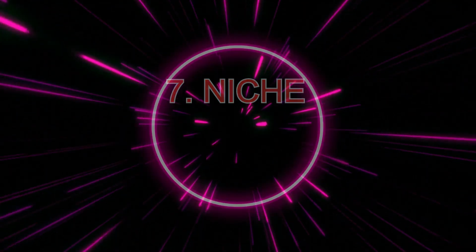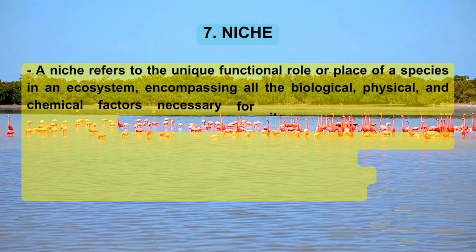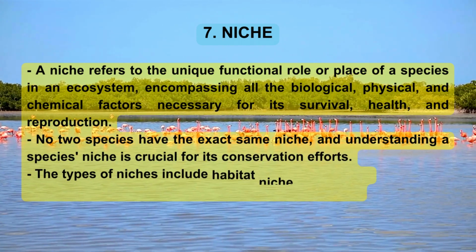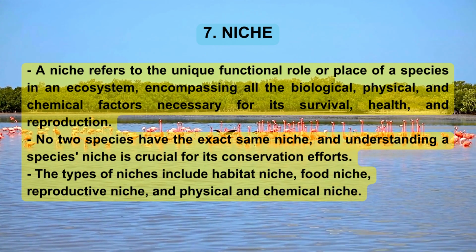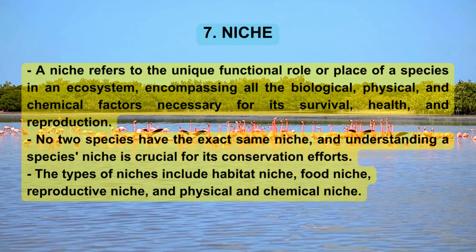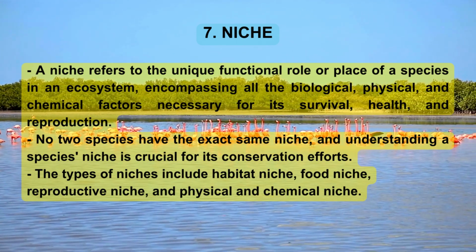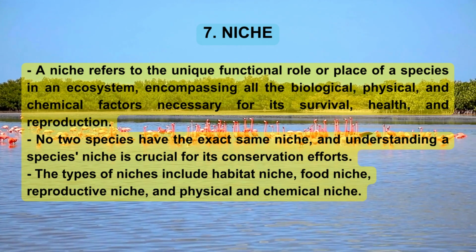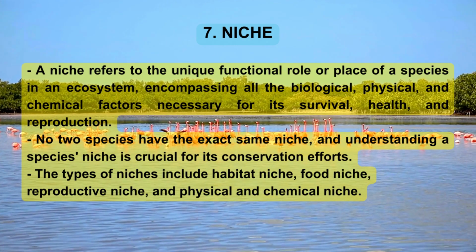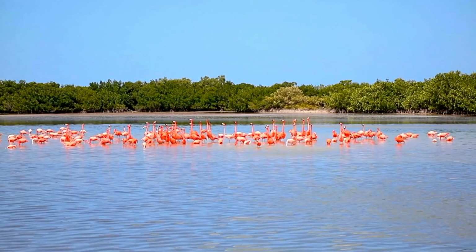7. Niche. A niche refers to the unique functional role or place of a species in an ecosystem, encompassing all the biological, physical, and chemical factors necessary for its survival, health, and reproduction. No two species have the exact same niche, and understanding a species' niche is crucial for its conservation efforts. The types of niches include habitat niche, food niche, reproductive niche, and physical and chemical niche.